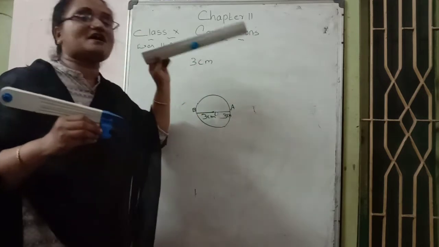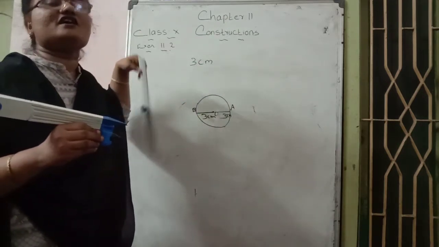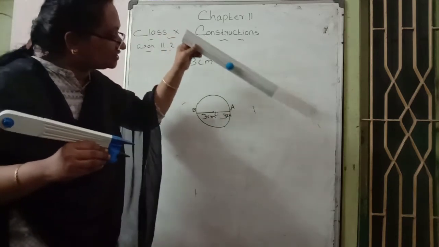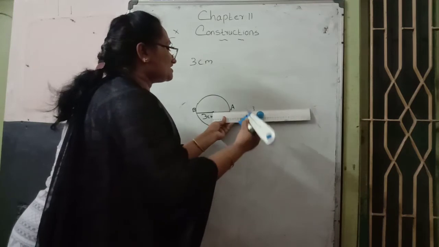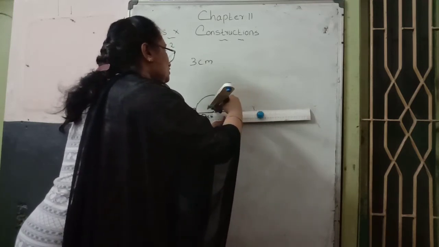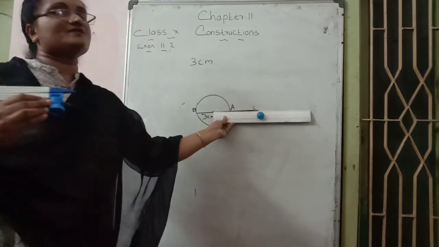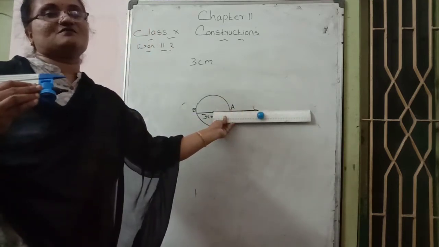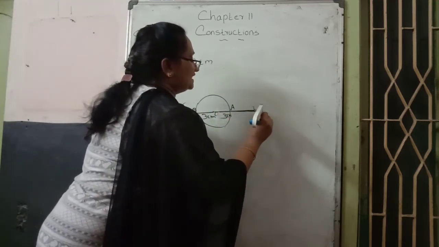Mark a point outside on the right side, and mark a point outside on the left side. Draw the 2 tangents on the left side and right side. So from the center, how much distance? 7 centimeter. O is our radius center. From O to outside, how many centimeters? 7 centimeter extended, and mark an alphabet P.